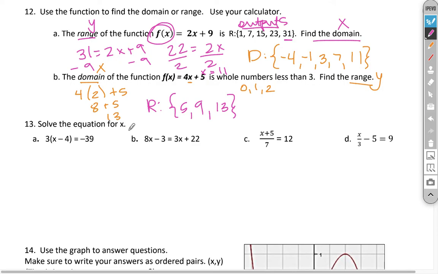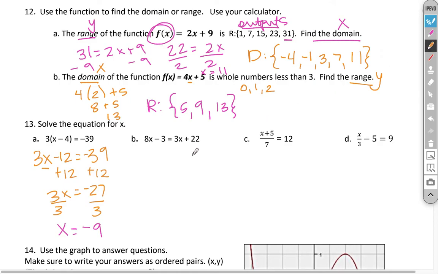We need to solve the equation for x. Hopefully you guys remember how to do this. On A, the first thing we need to do is distribute that 3 out. So we'll have 3x minus 12 equals -39. Well, we're trying to get x alone, so we're going to start by adding 12 to both sides. We'll get 3x equals -27. Divide by 3, divide by 3, and then x equals -9.